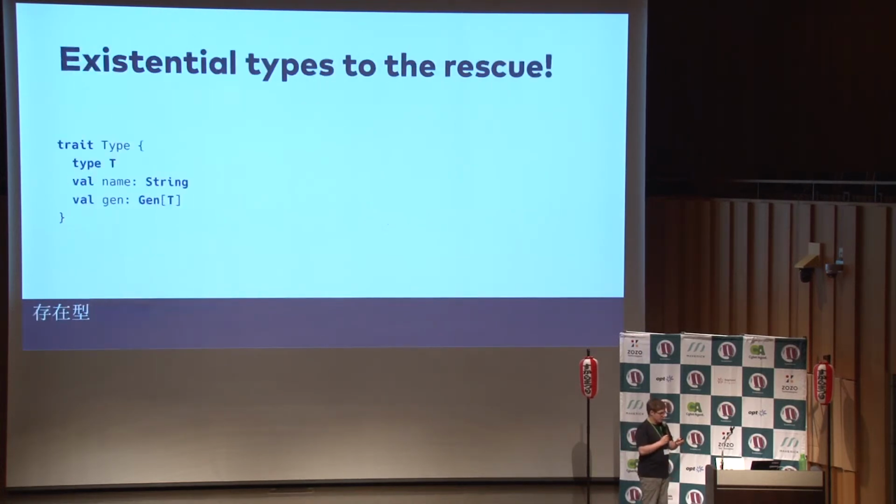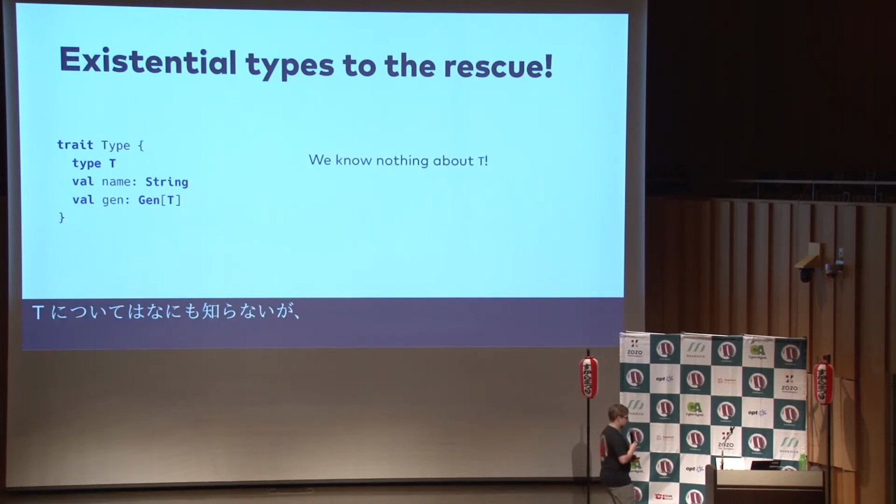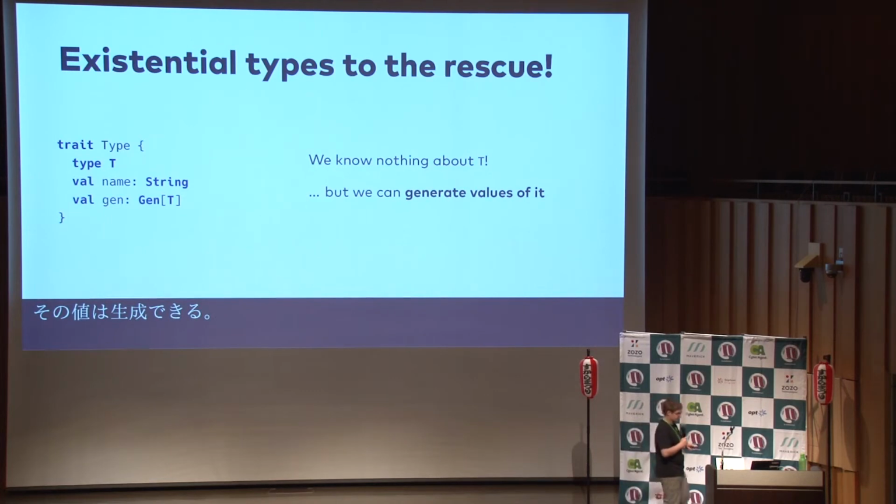Well, there is a workaround for this, which is using existential types. So existential types in Scala are basically just type members in a trait that have no definition. So we can define a trait that's called type, and it contains just an unknown type T, and maybe it also has a name for easier printing, and it also has a generator for T. Now, if we see such a value of this type, we know nothing about T. We have no idea what T is, but we can generate values of it. And this is something I would like to show.